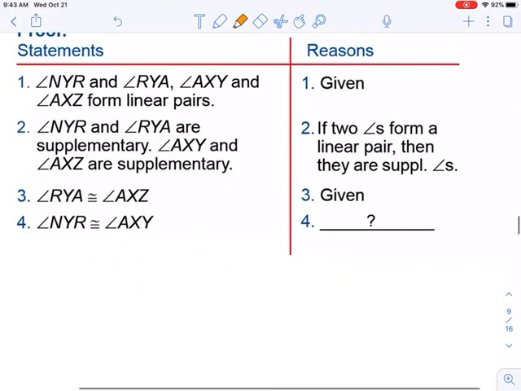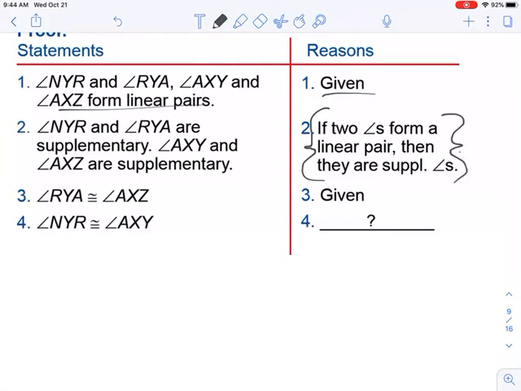So here we go. There's the proof. Given, of course, got the given stuff down. If two angles form a linear pair, then they are supplementary. Okay, notice they just wrote out the theorem.